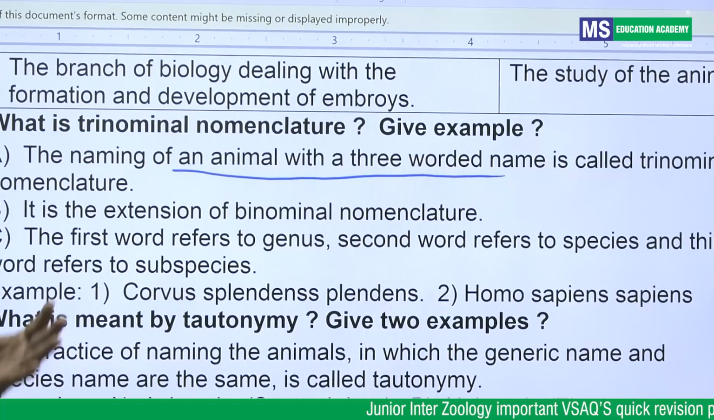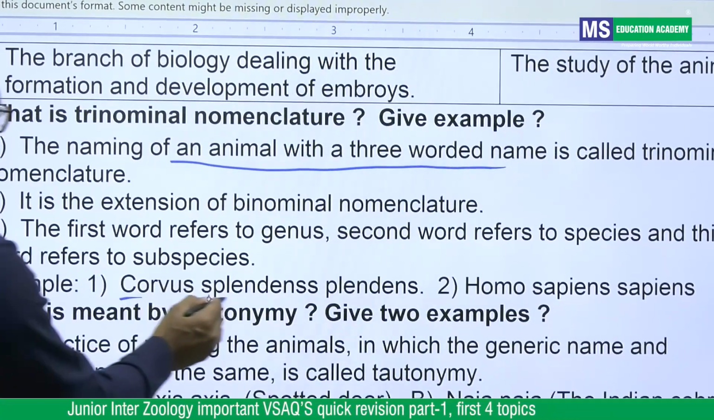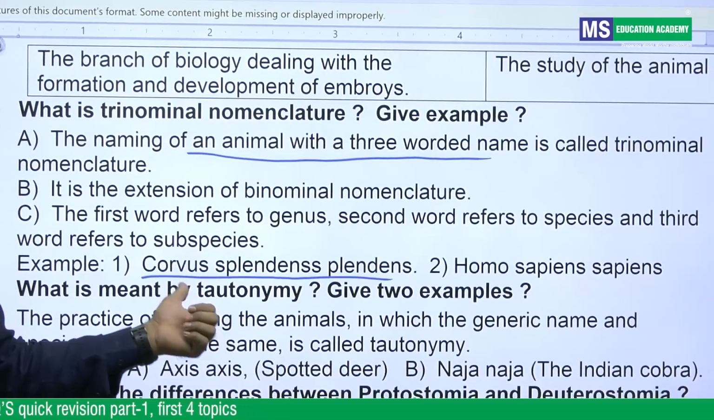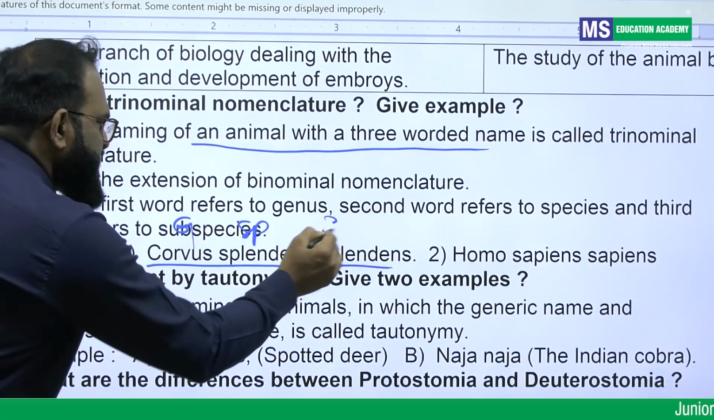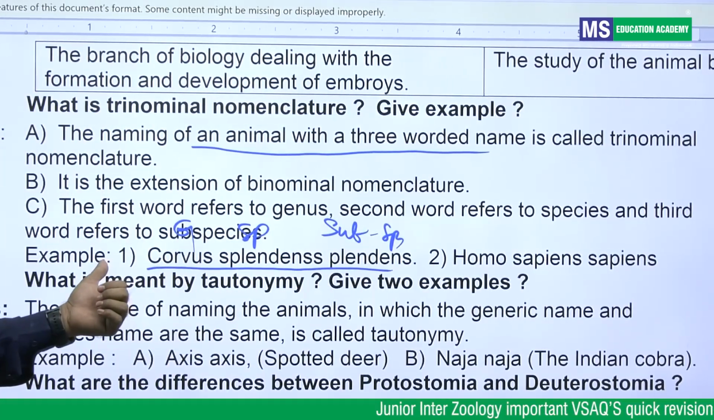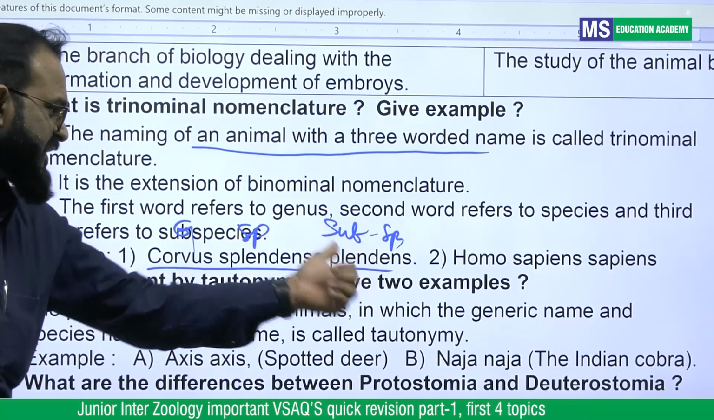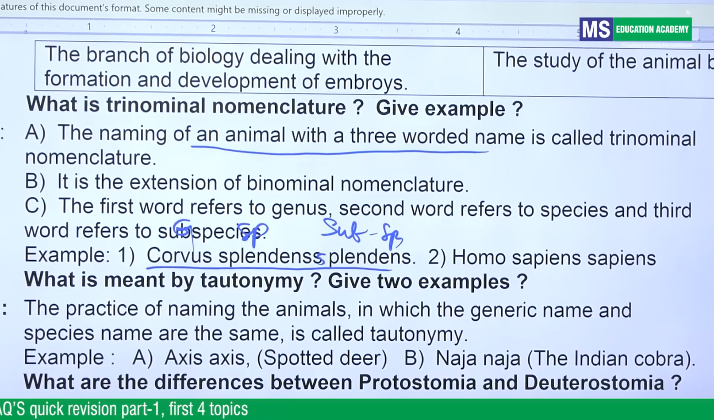Naming of an animal with 3 words. Very simple answer, students. What are the 3 words? Genus, species, subspecies. Example, Corvus splendens. Make sure that you are writing this as genus, species, subspecies. Genus name, the word's first letter should be capital. Species, subspecies, please write small letter.